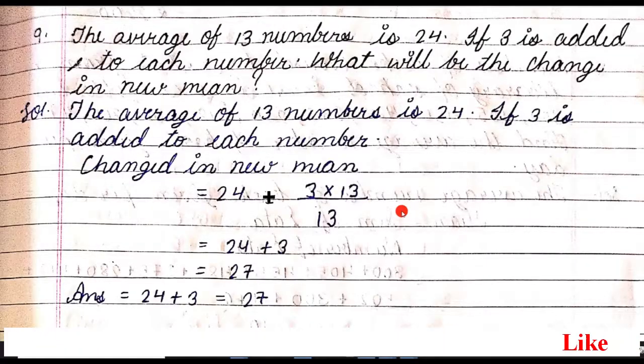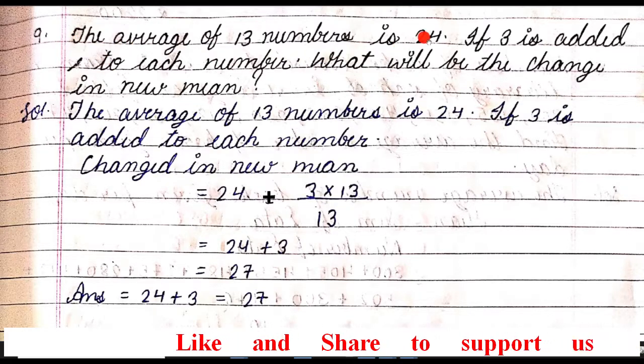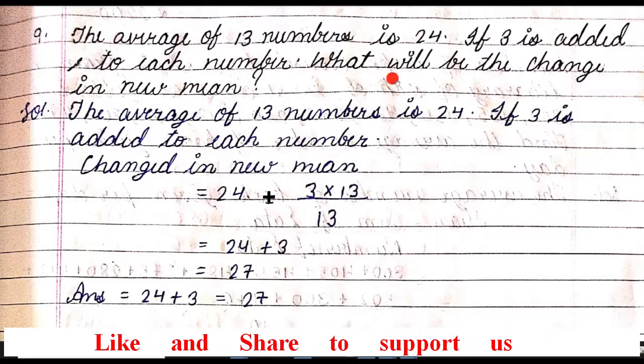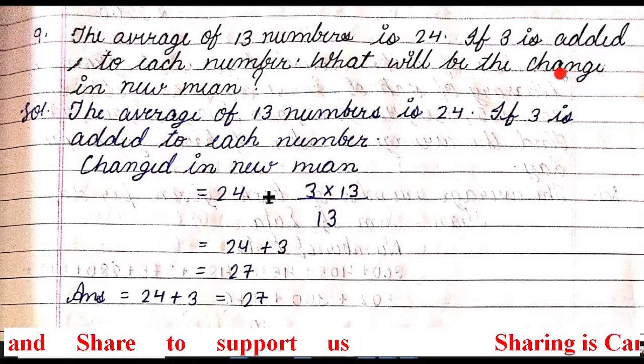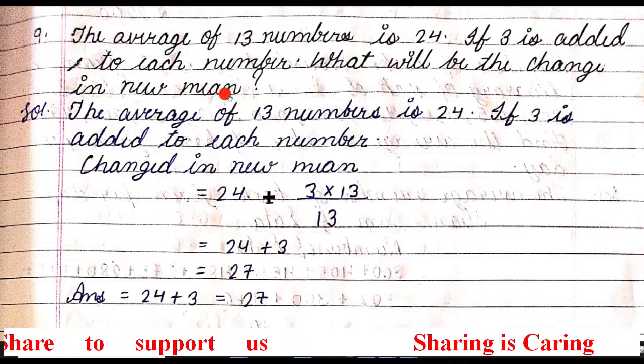Hello everyone, I am going to explain question number 9 of exercise 17.1 of class 10. The question is: the average of 13 numbers is 24. If 3 is added to each number, what will be the change in the new mean?